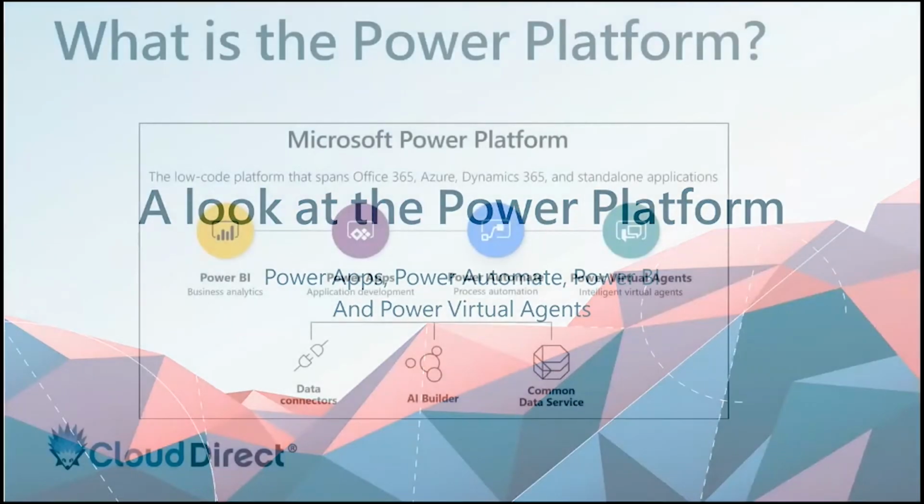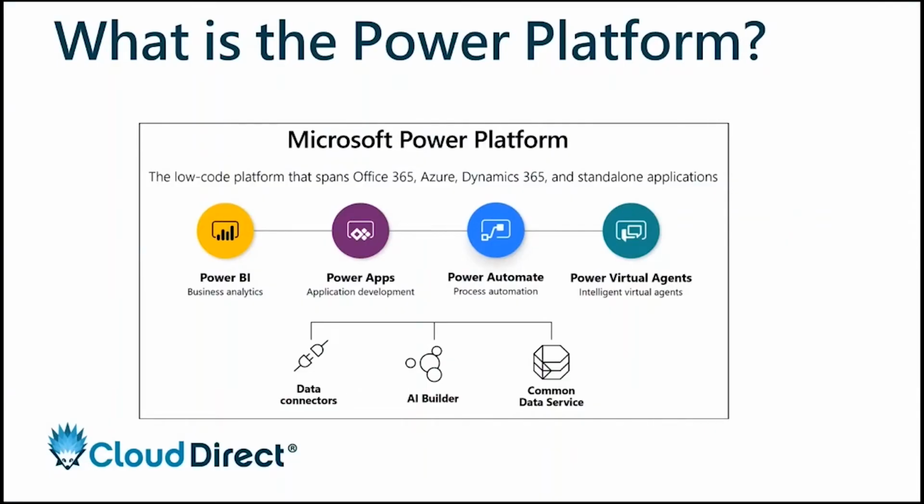So as a general overview of the Power Platform, we've got the main components. We've got Power BI, we've got Power Apps, we've got Power Automate, and the new addition, Power Virtual Agents. These are the four components that kind of actually do things for you, essentially.